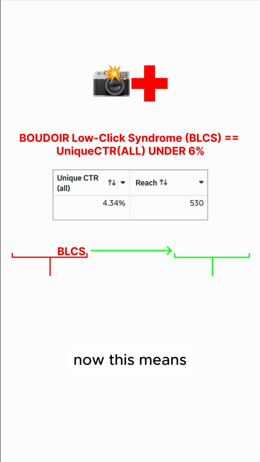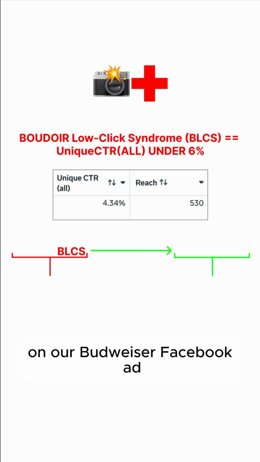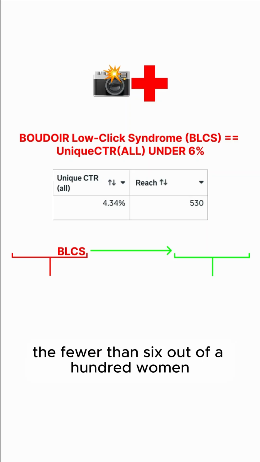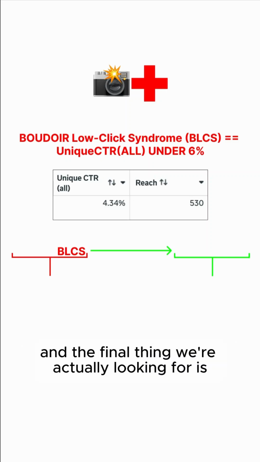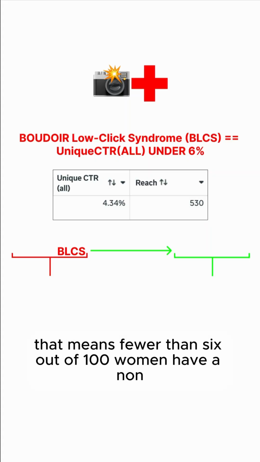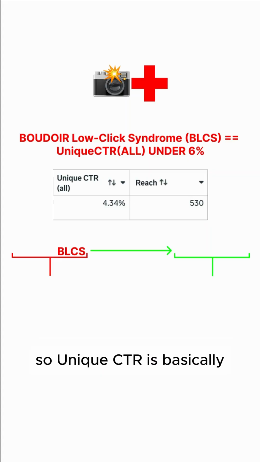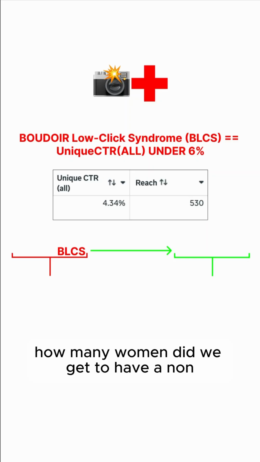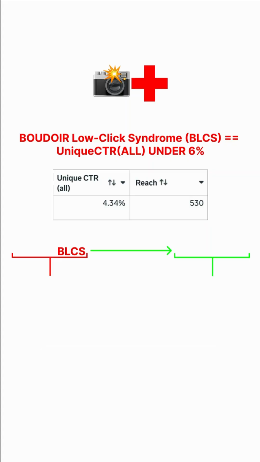Now, this means fewer than 6 out of 100 women are clicking somewhere on our Boudoir Facebook ad, which means when they do that, our ad has actually entered their brain. And the final thing we're looking for is that it means fewer than 6 out of 100 women have a non-zero chance of buying from us. So unique CTR all is basically how many women out of 100 did we get to have a non-zero chance of buying from us. That's literally what it is.